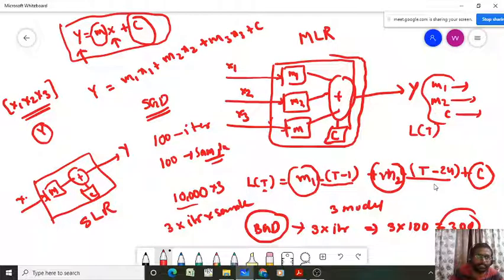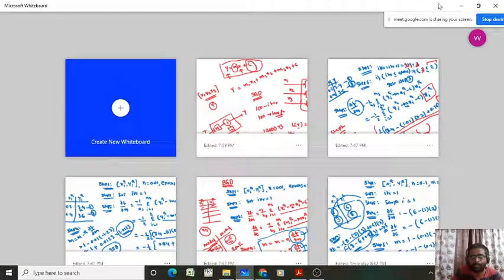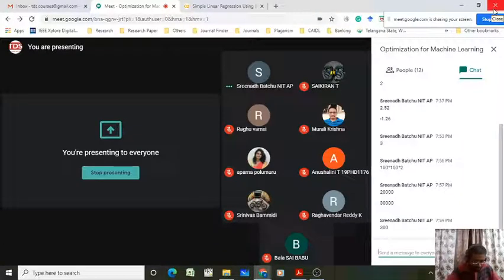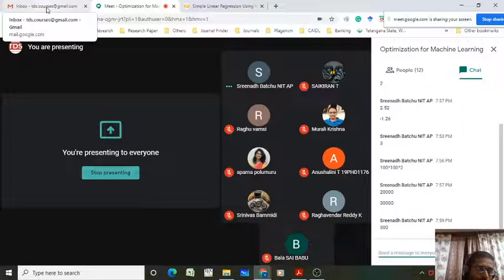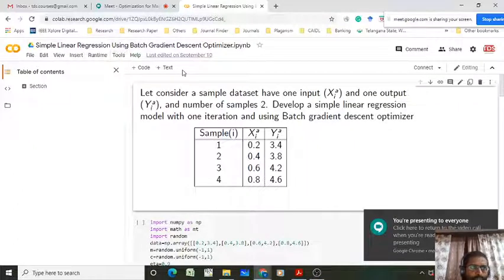So fine, the theory part is completed. Now we are going to discuss some lab work. Tomorrow we are going to discuss the mini batch gradient descent optimization. After that, we will discuss the comparisons. That means we will analyze which one is better, and all that stuff we will discuss in tomorrow's session after completing the mini batch gradient descent optimization technique. Now we will discuss our lab. It is a simple linear regression model using the batch gradient descent optimizer. And this morning I shared the lab link with you.